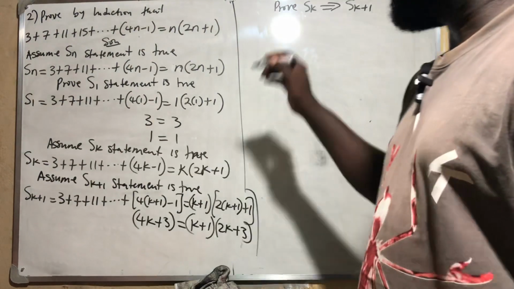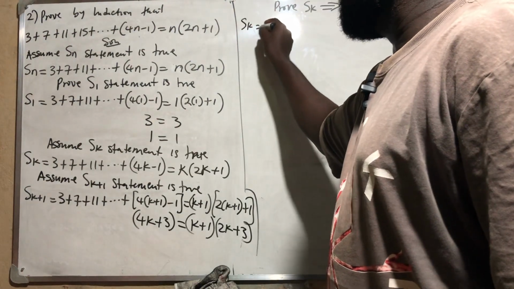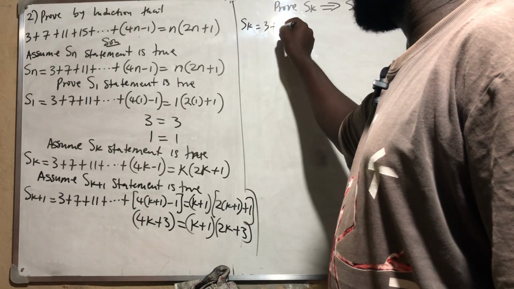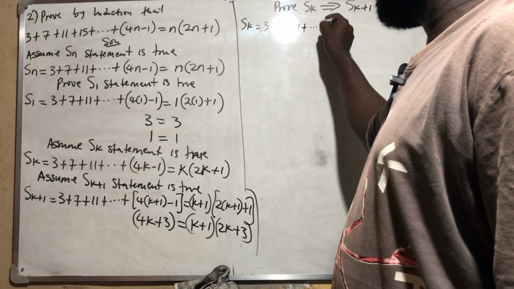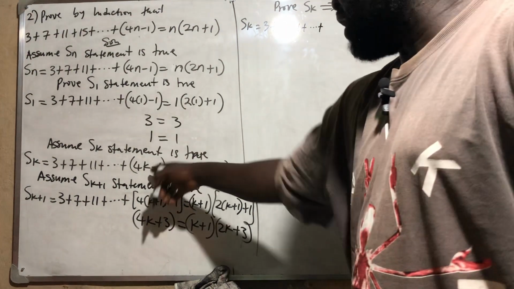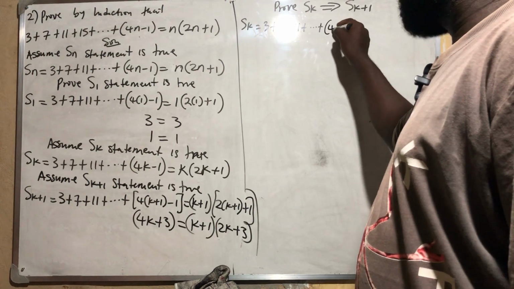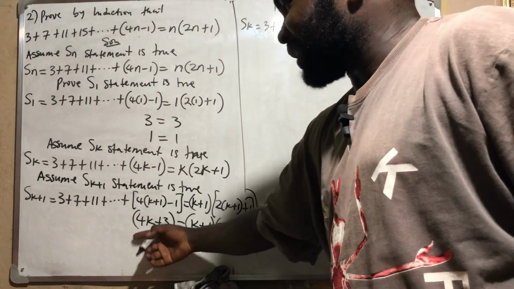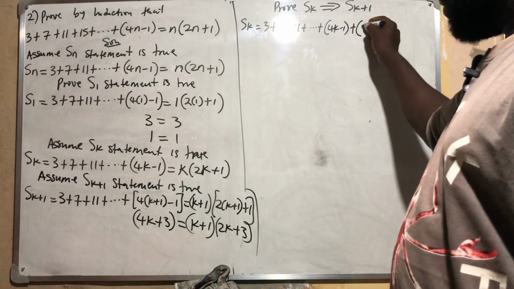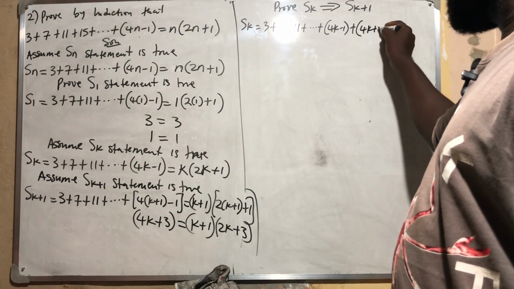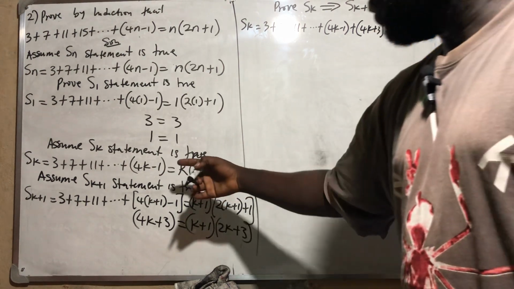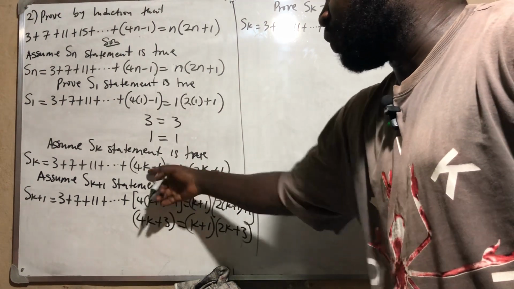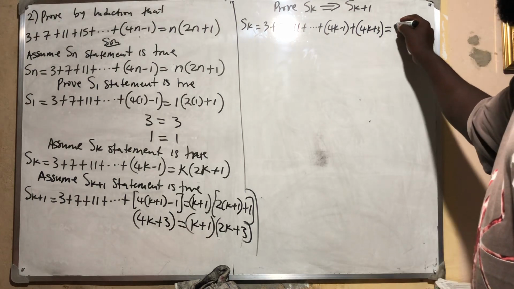We are starting from our Sk. Our Sk is equal to what? 3 plus 7 plus 11 plus dot dot dot plus, the first thing there is what? 4k minus 1, plus, I am going to add this left hand side. This left hand side is what? 4k plus 3. All right, is equal to, you repeat this side because I'm adding it to both sides. I'm adding, so I will repeat here.